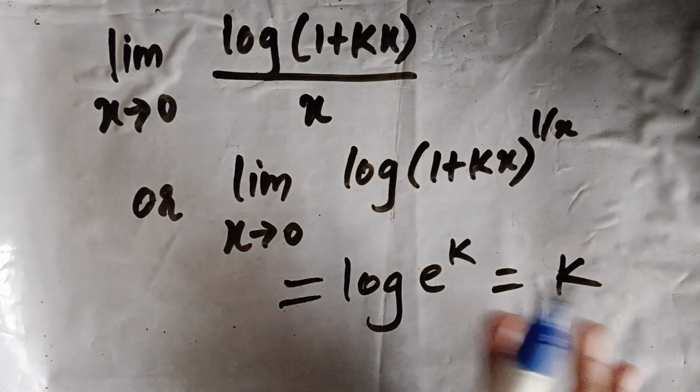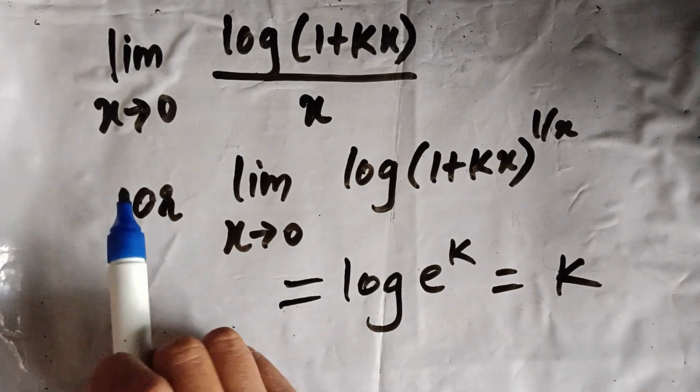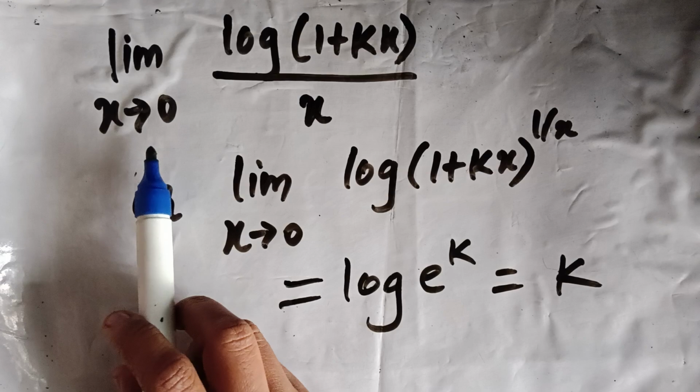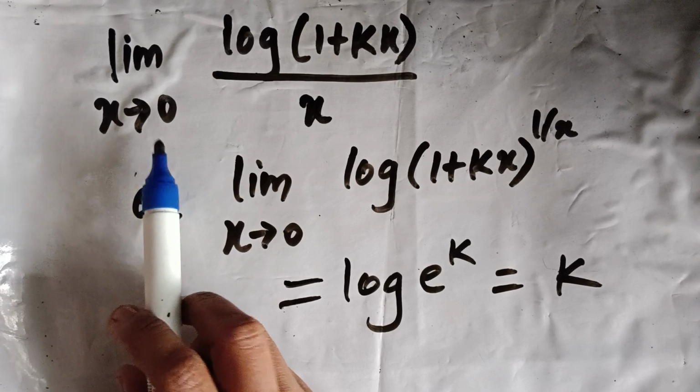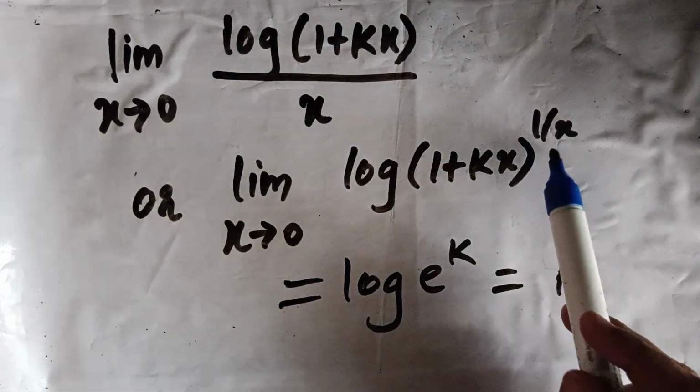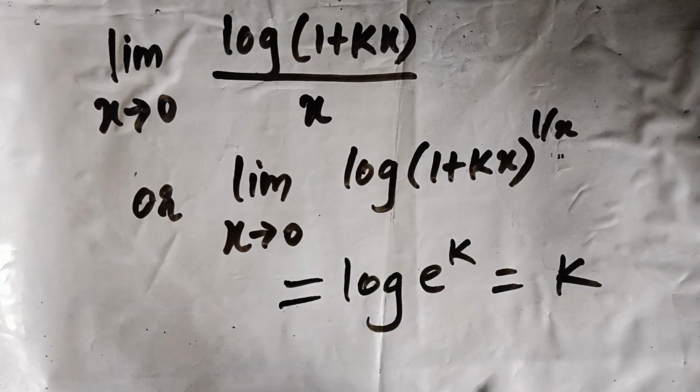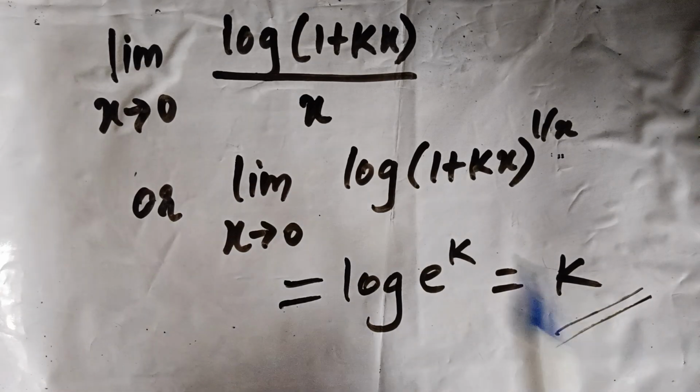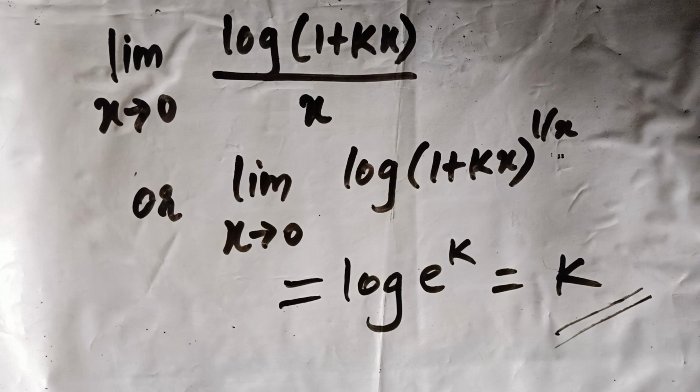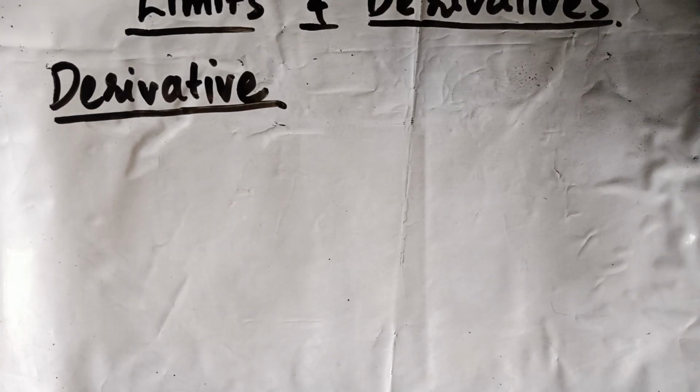There is one more standard result, that is limit as x tends to 0 log 1 plus kx upon x, or the same thing we can write it as log of 1 plus kx raised to 1 by x, correct? So it becomes log e raised to k, the answer is k. So whatever your k is, that will be your answer. Okay. We'll do some more limits problems later on. Next we'll see derivative.